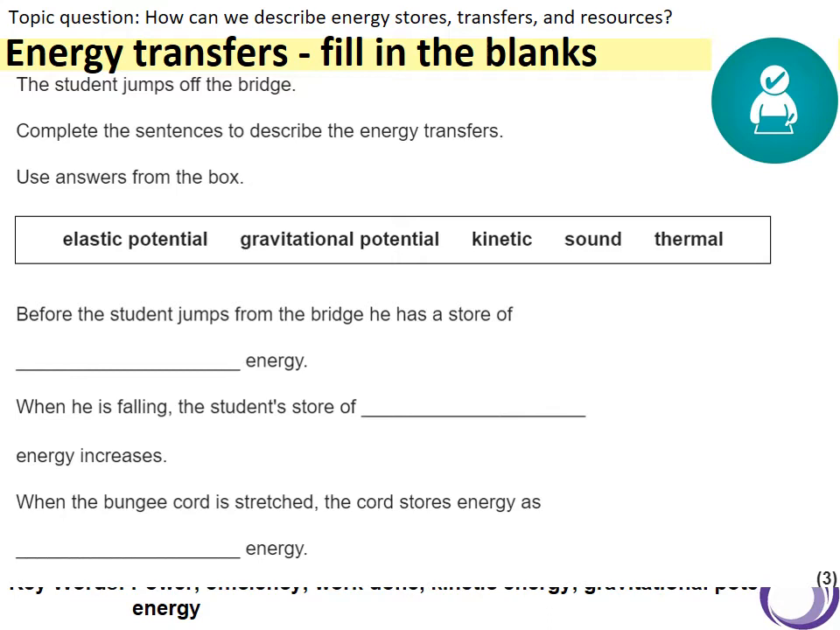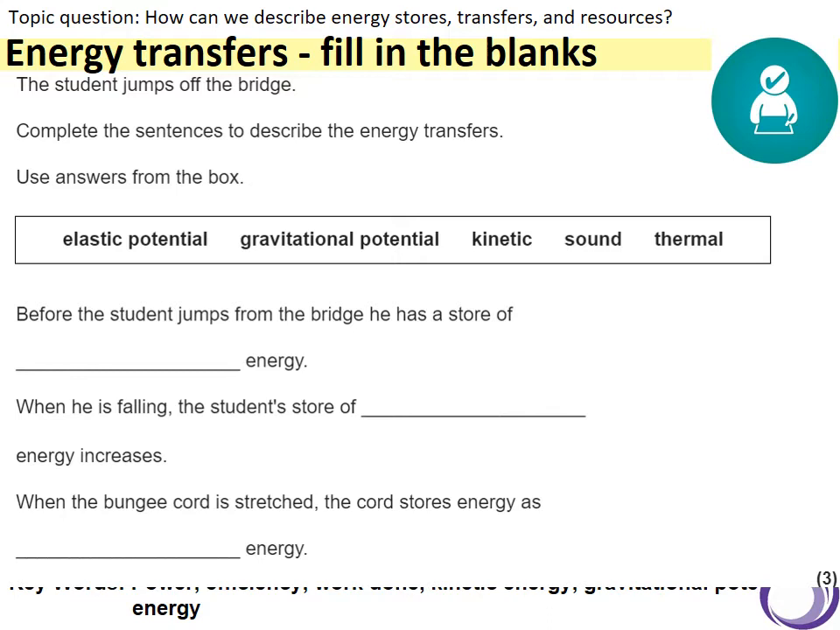So before the student jumps from the bridge, he has a store of what type of energy? When he is falling, the student's store of what type of energy would increase as they are falling? And then when the bungee cord is stretched, the cord stores energy as what type of energy?